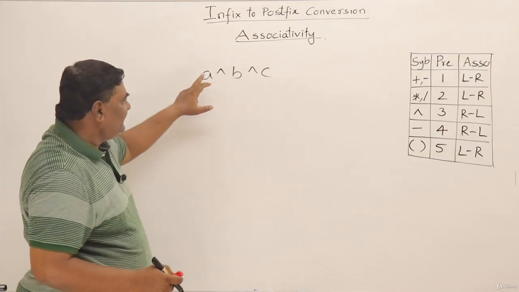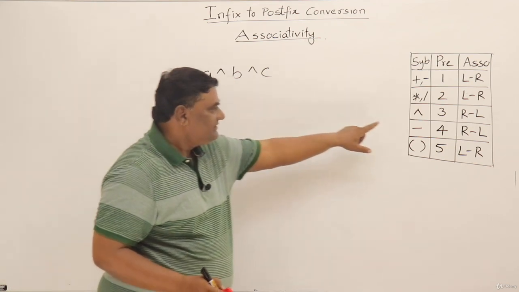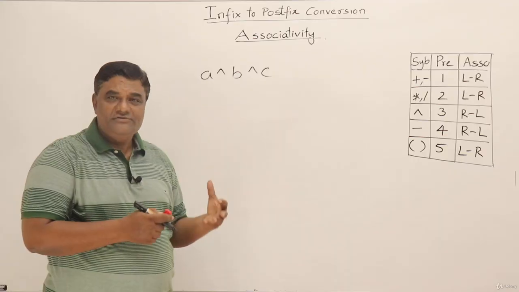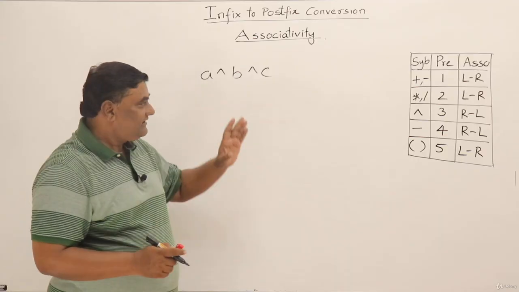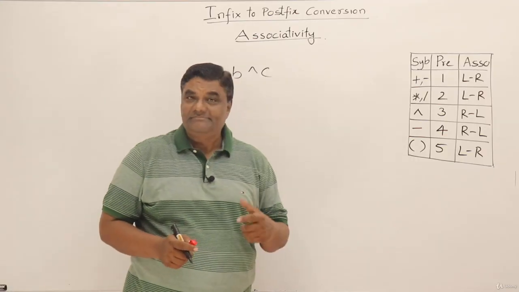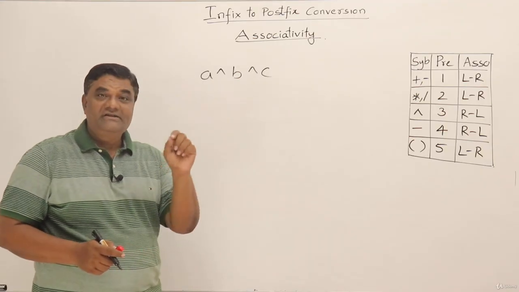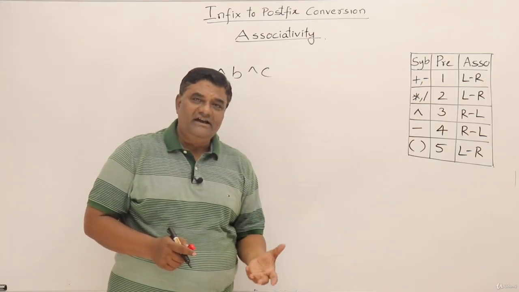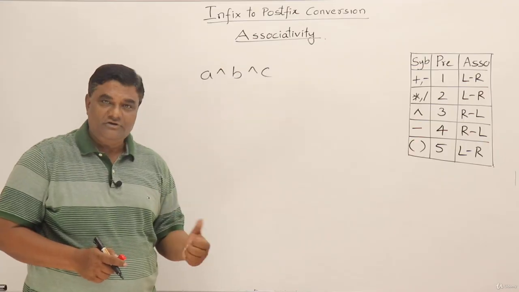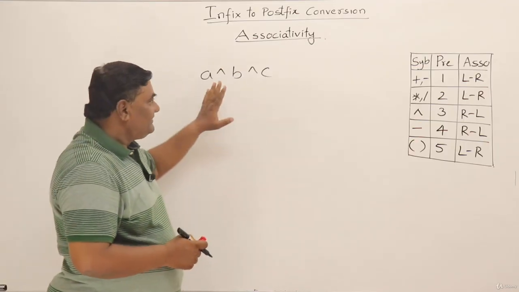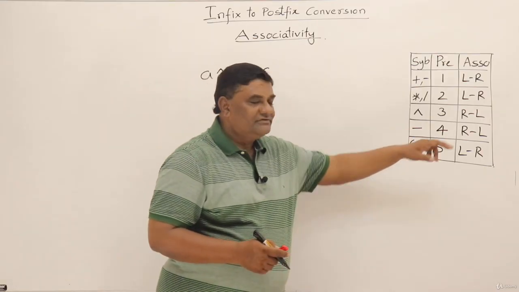Now in this example, A power B power C, this is the power operator. This is a famous one. Mostly for right associativity, most authors take the power operator to explain right associativity. This symbol is the caret symbol. Instead of using the caret, some authors use a dollar symbol also. So I am using the caret here. So this is power, and it is right to left associative.